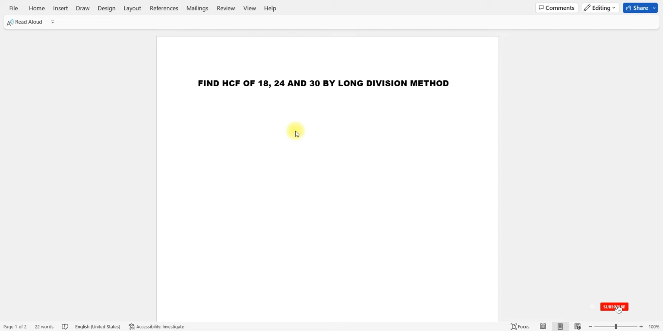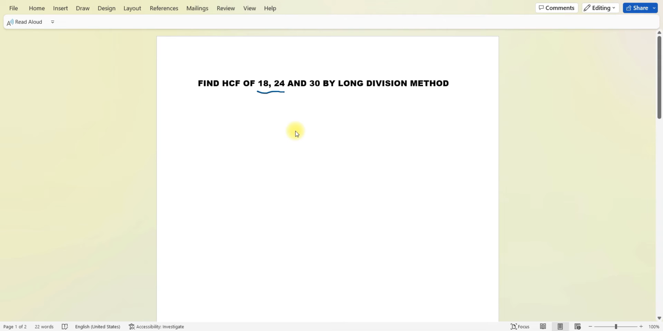Hi friends, welcome back. In continuation of HCF, we have to find the HCF of 18, 24 and 30. This is like finding an HCF for three numbers using the long division method. So let's understand how we find it.